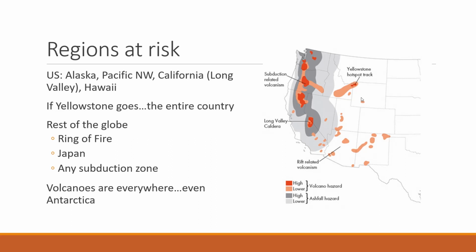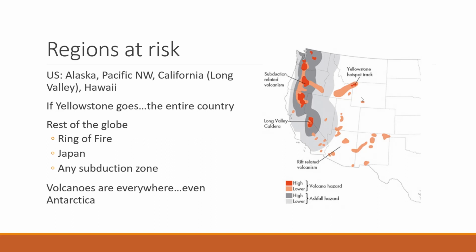Regions at risk. In the U.S., Alaska, the Aleutian Islands are all volcanoes. The Pacific Northwest, subduction zone. California has actually a lot of volcanoes as well, and Hawaii is, well, a hotspot volcano. And then Yellowstone. If Yellowstone goes, the entire country is just, we're in trouble. Actually, most of the planet's in trouble.